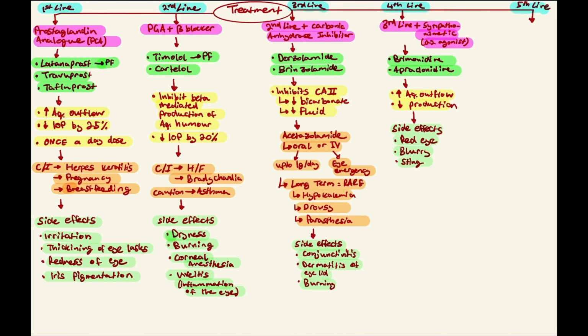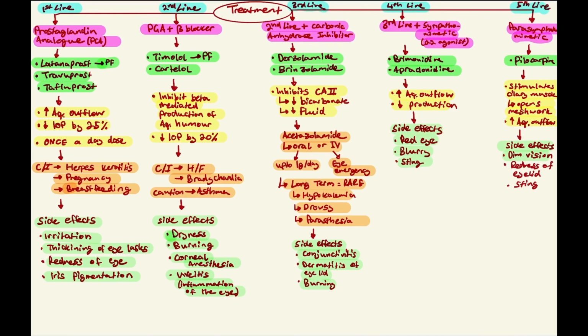Fifth line adds a parasympathomimetic agent to the current treatment, for example, pilocarpine eye drops. It works by stimulating the ciliary muscle of the eye, which causes the trabecular meshwork to open up, and this causes the fluid in the eye to be drained through the trabecular meshwork, reducing the intraocular pressure. However, due to its undesirable side effects, it's kept last line.